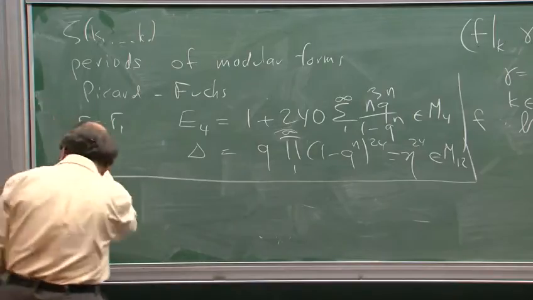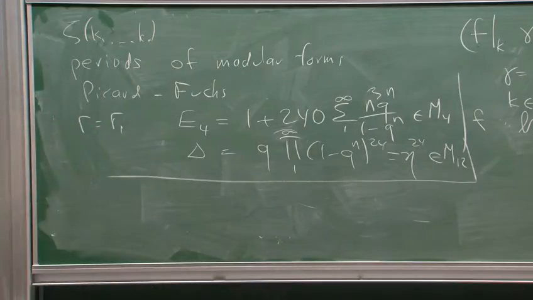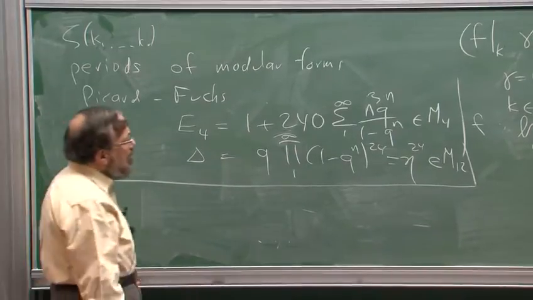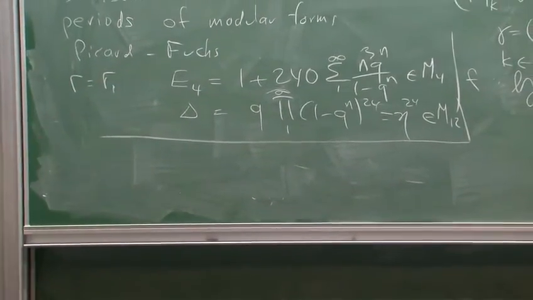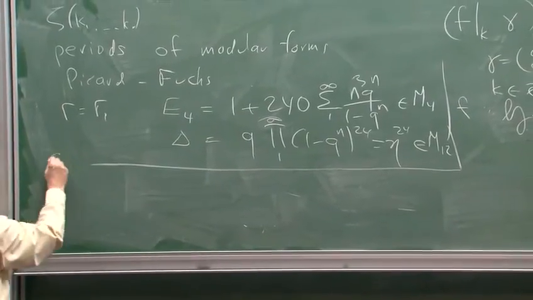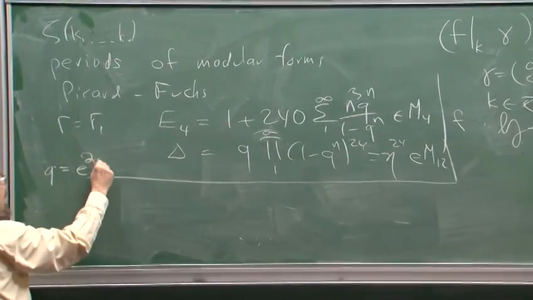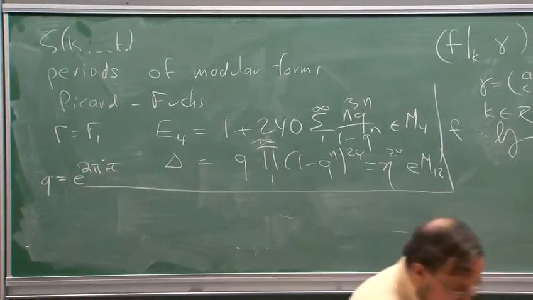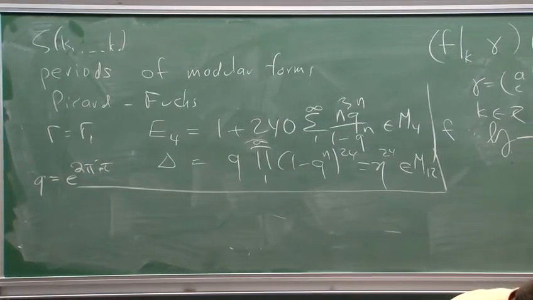And Q, oh, before I kill myself, I should move this out of the way. So, yeah, and Q, of course, is e to the 2 pi i tau, rather. So, okay, that's just to have a couple of examples.